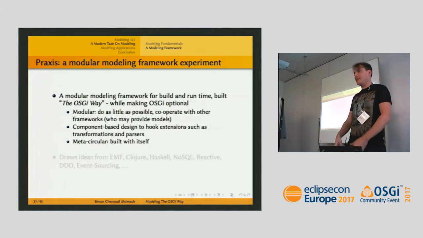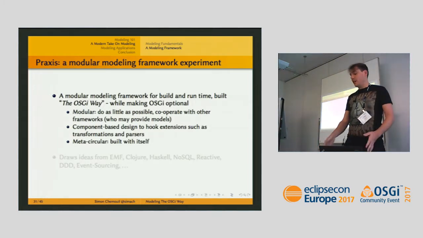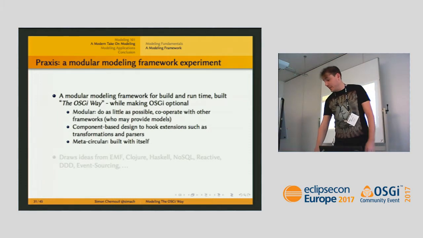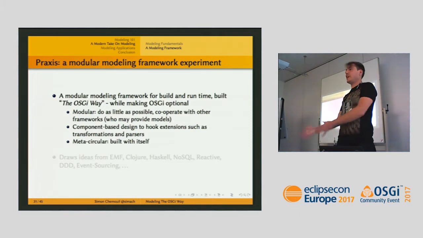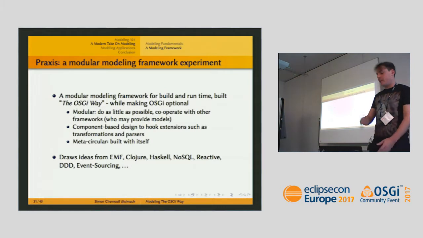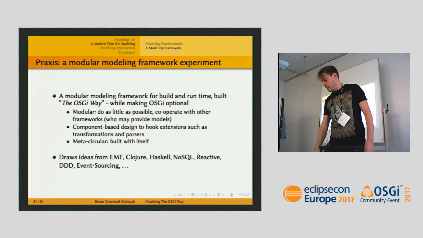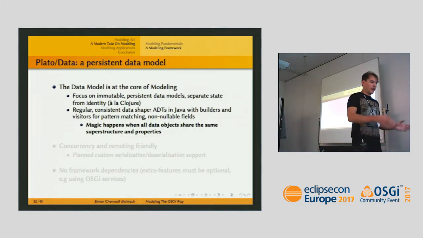If I want to generate some equivalent of a bean, like the data object, I don't want to force anyone to use Praxis if they don't want to. Okay? So I'm using component-based design as in OSGi. It's fun because it's building itself. Like the code is itself the output of the previous version every time. And it draws ideas not only from EMF and OSGi, but also from Clojure, Haskell, and a bunch of other communities.